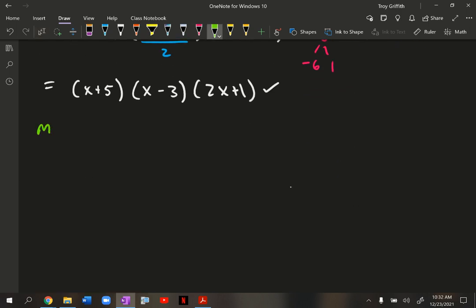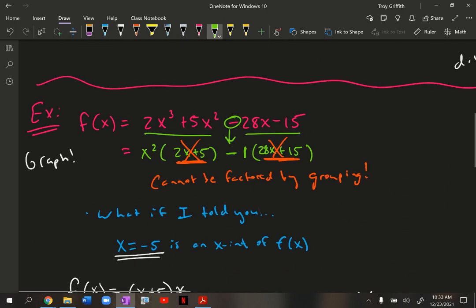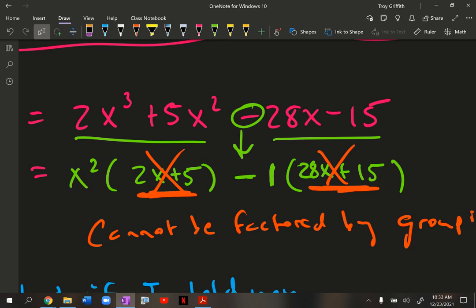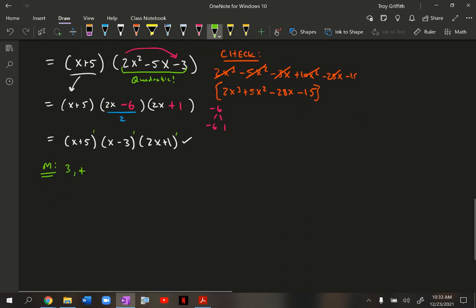So multiplicity. 1, 1, 1. Multiplicity is 3. This function is positive. Let's see if that checks out. At the very beginning of this whole process, was this thing positive? Yes. Did it have a multiplicity of 3? Yes. So everything is checking out here as I go.